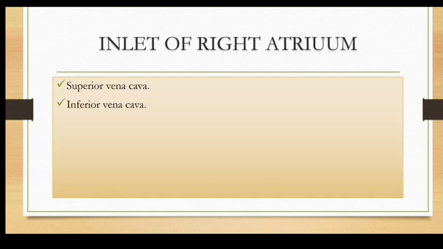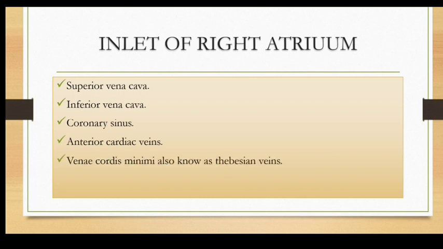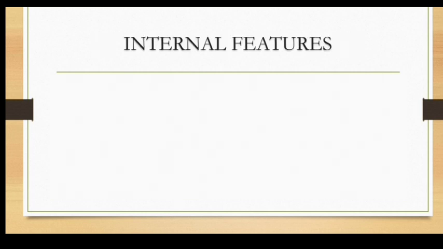Superior vena cava, upper, and inferior vena cava, lower, coronary sinus within the posterior surfaces, anterior cardiac vein, and venae cavae minimae, known as Thebesian veins. These all are the tributaries, and the right marginal vein, in the inlet of the right atrium, right? And now we will see the internal feature.